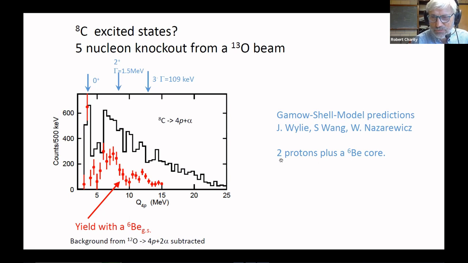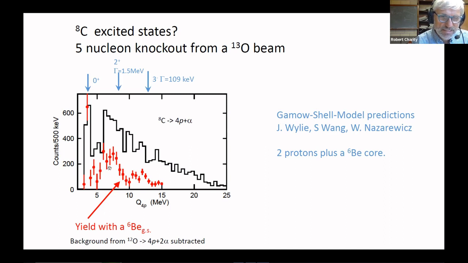Now they couldn't deal with 4 protons in the continuum, so they did a calculation with 2 protons plus beryllium-6. So anyway, it's a little high, but it's about the right position. So it gives us a good feeling. This is the 2 plus state. Their width prediction is 1.5.